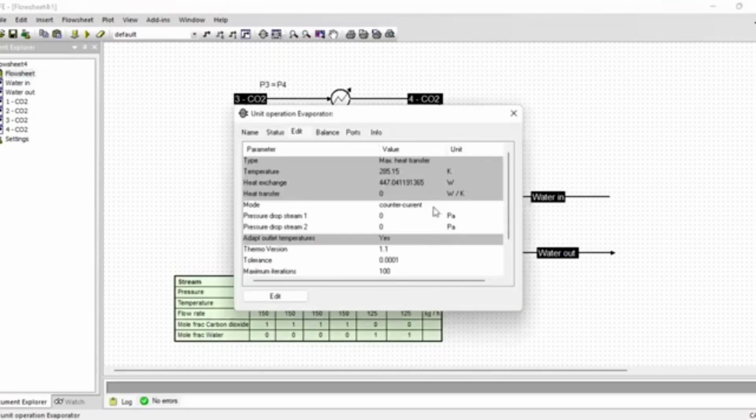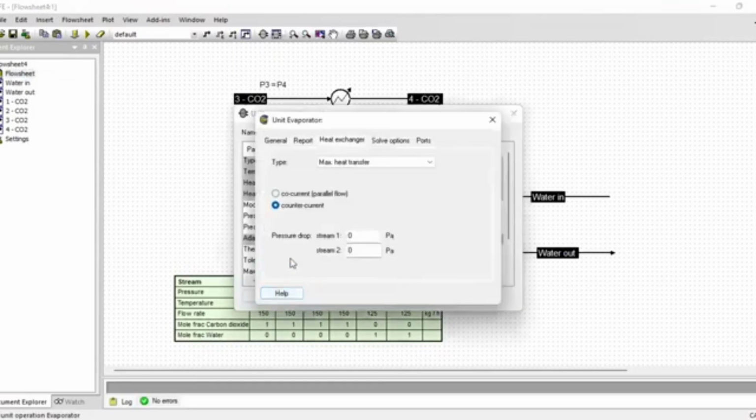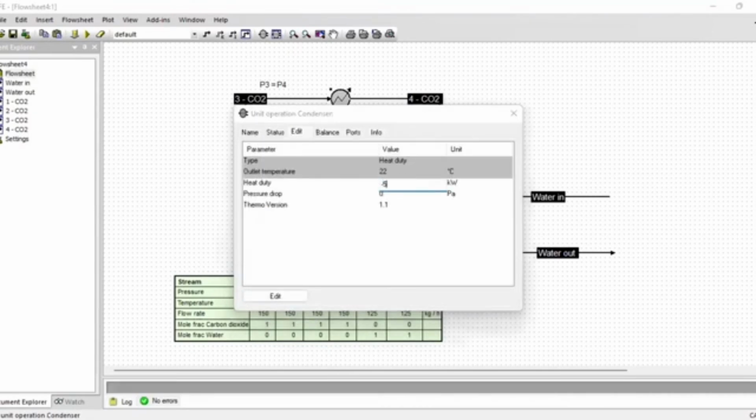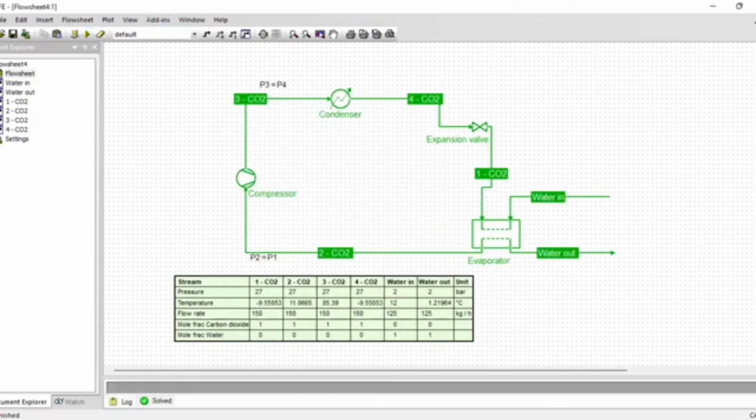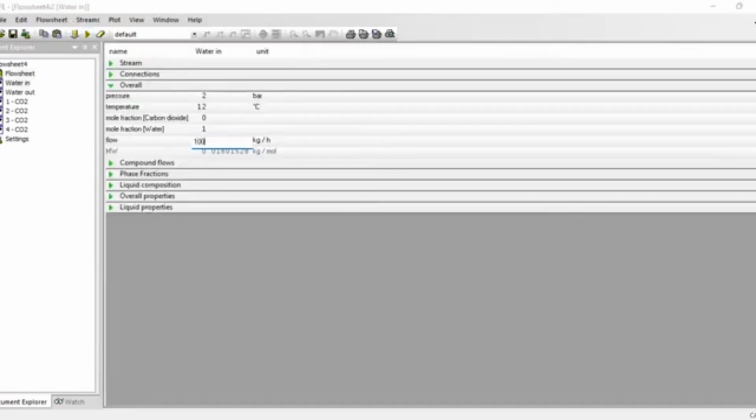Next step will be to edit the heat exchanger. Edit the heat exchanger type. I'm going to change it to LMTD, which is the logarithmic mean temperature difference. Let us say here 450. After manipulating the condenser heat DT, we achieved 1.21 as a temperature on the outlet stream. Another thing we can do is manipulate the water flow rate to 100.